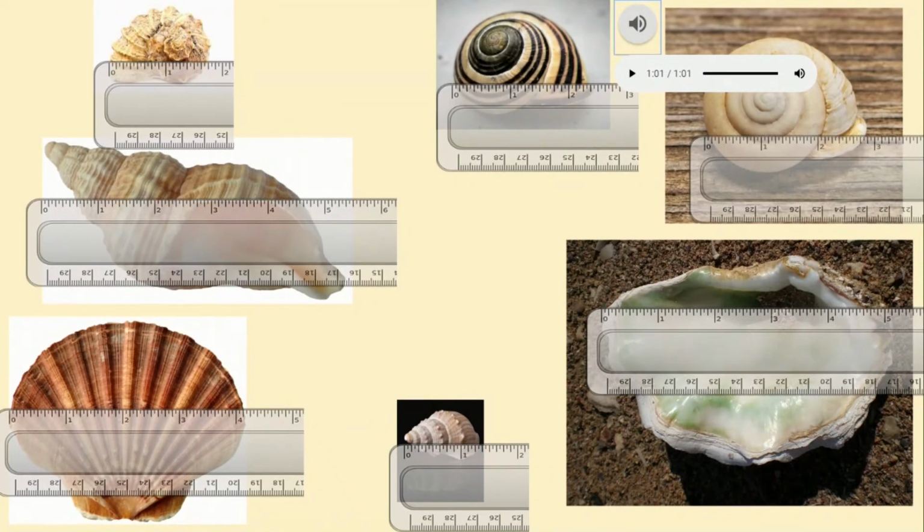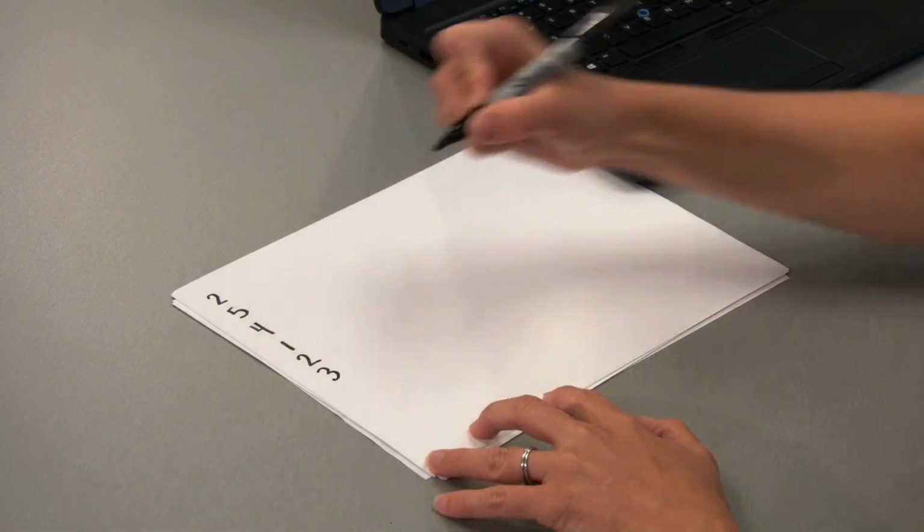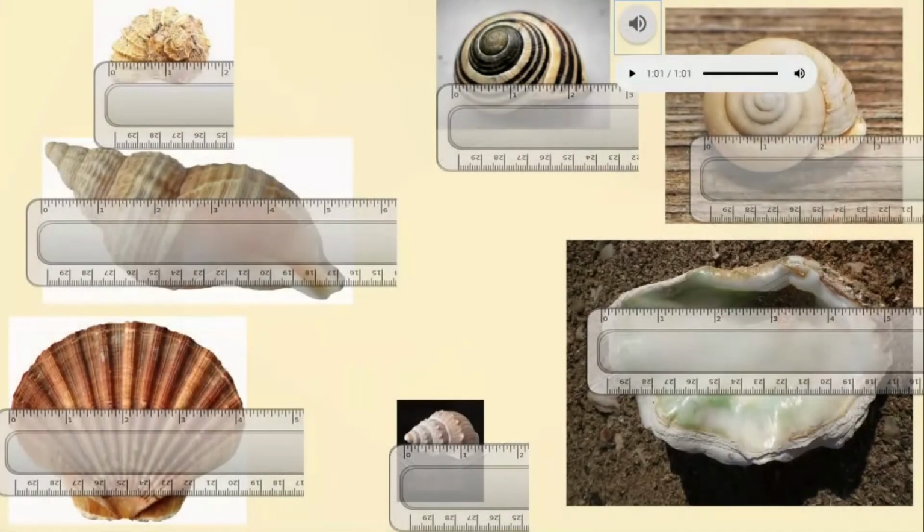Now moving back up to the top to the shell in the center. That one is closer to the 2-inch mark than the 3-inch mark, so that shell is about 2 inches long. And then taking a look at the shell in the right-hand corner, it is just before the 3-inch mark, so that shell is about 3 inches long. And looking down at the last shell, you can see that it is just over 5 inches long, so we'll say that this shell is about 5 inches long.